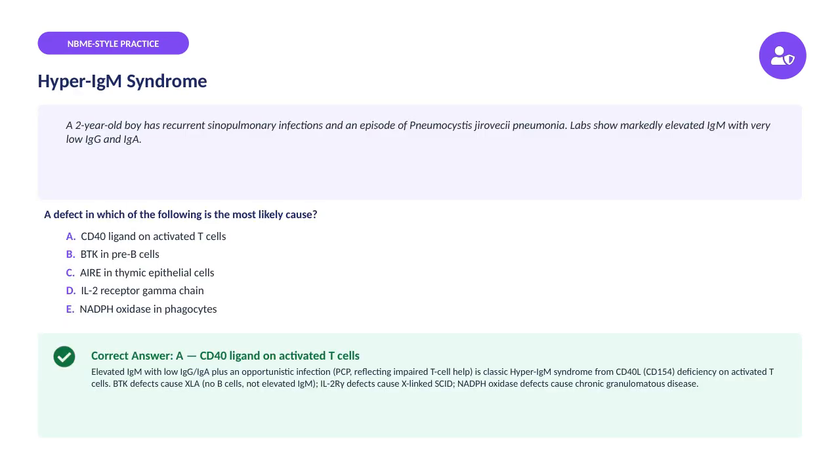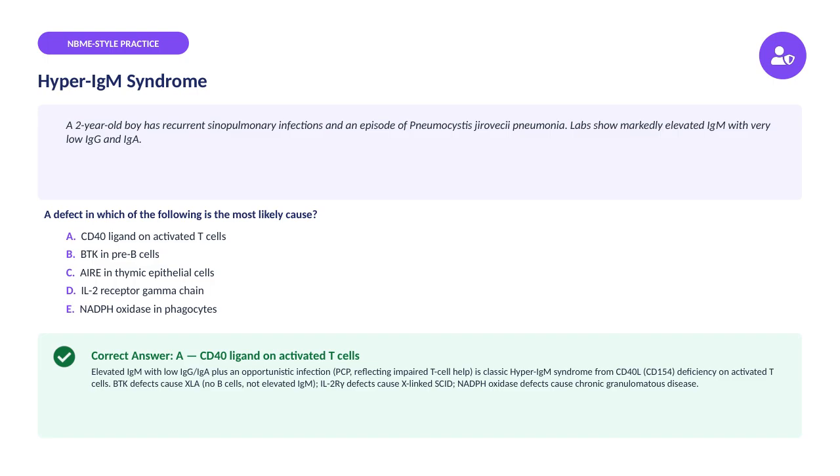This boy's recurrent sinopulmonary infections and pneumocystis jirovecii pneumonia, combined with lab results showing high IgM but very low IgG and IgA, point to a problem with antibody class switching. The most likely cause is a defect in the CD40 ligand on activated T cells, which is necessary for helping B cells switch from producing IgM to other antibody types.